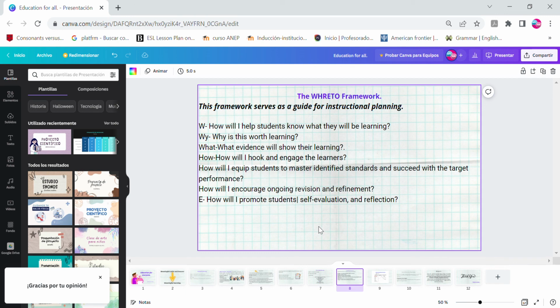Why is this worth learning? Why? The reason, the meaning. Again, it's very important. How will I hook and engage the learners? Units and lessons should be attractive. Otherwise, the students will not be engaged with it. How will I encourage ongoing revisions and refinement? And the last one here, how will I promote the students' self-evaluation and reflection?